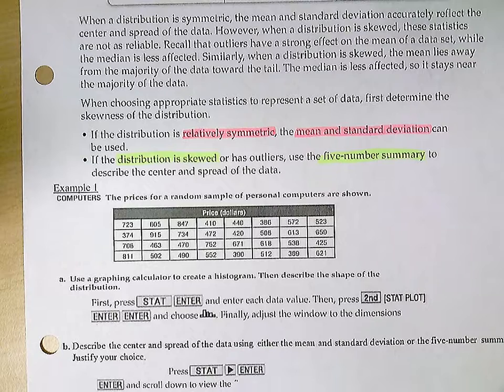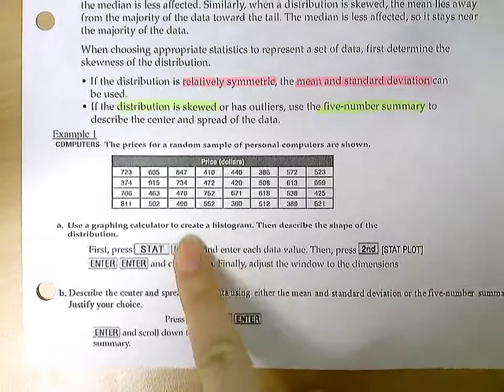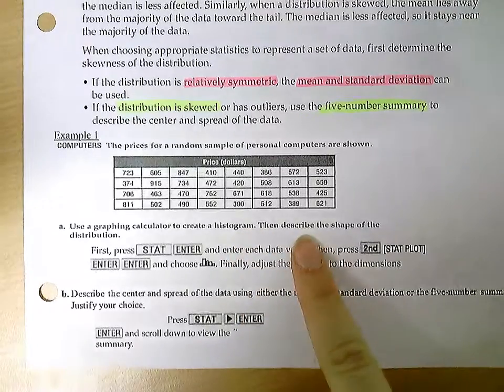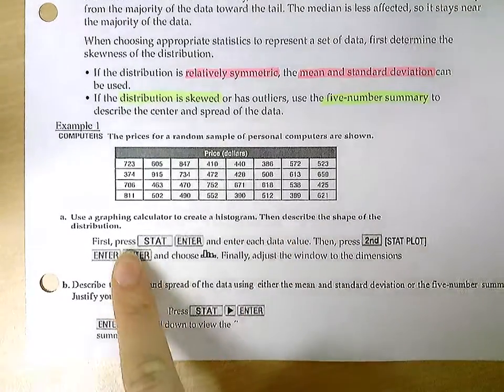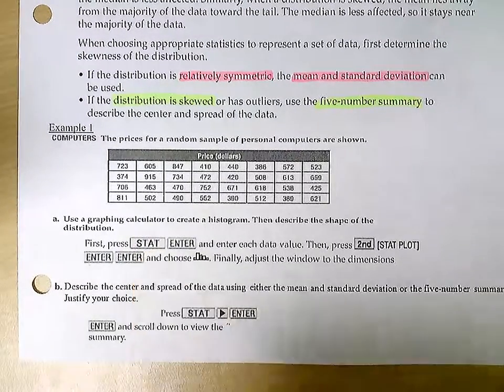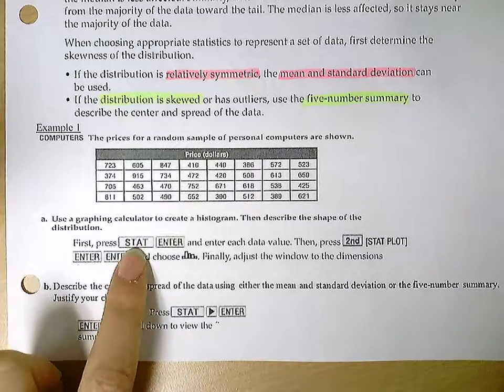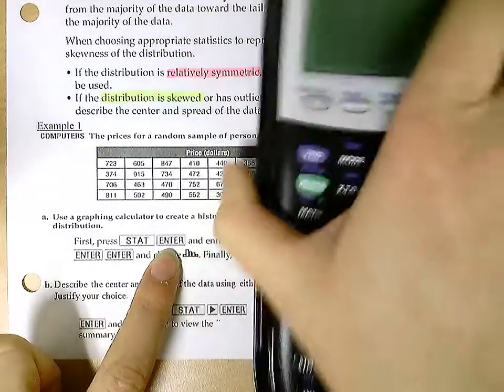So that's what we're going to do, and you're going to use a graphing calculator to enter these values. Our first example, we're going to make a histogram. We want to use a graphing calculator to create a histogram, then describe the shape. I have all these steps laid out for you here to use on your graphing calculator. First you want to turn it on. You want to press stat and then enter.